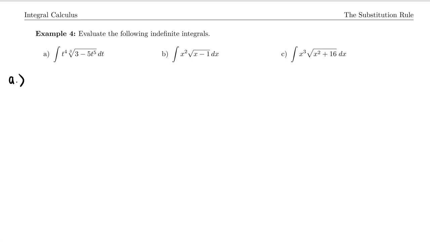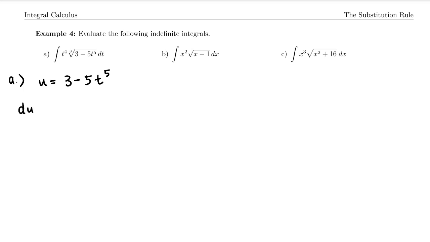In the previous examples, we saw a lot of scenarios where we had trigonometric functions, and here we have a slightly different kind of function. A lot of times we want to make u the value whose derivative appears somewhere in the integrand. That's not always the case, but here I'm going to set u equal to 3 minus 5t to the fifth power. Note that when I take the derivative of this, I'm going to have something to the fourth power, and that already appears in my integrand.